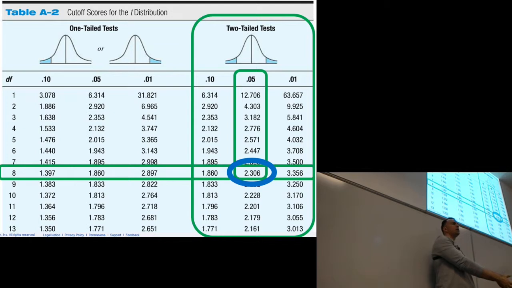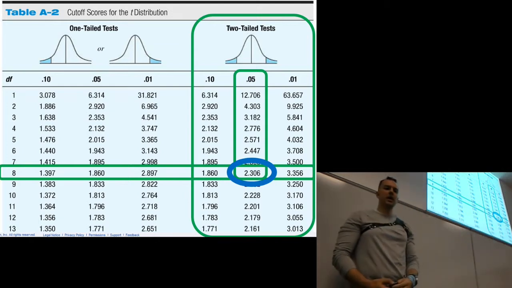One-tailed or two-tailed, how many degrees of freedom? SPSS will give you degrees of freedom. What is your alpha level? And then you can hone in on that cutoff score. So there's the cutoff score. This is table A2. This is in appendix A. This is the table right after the z distribution.